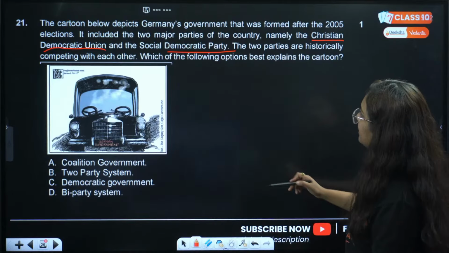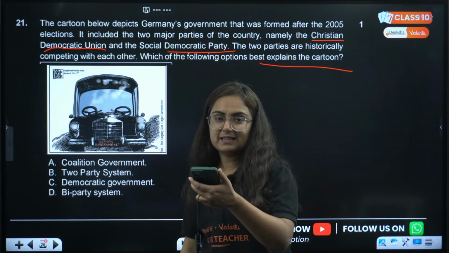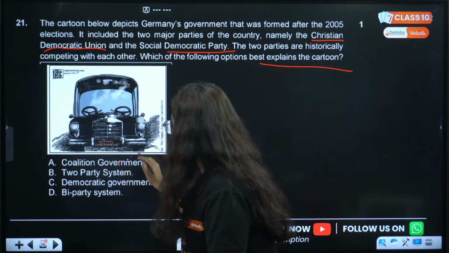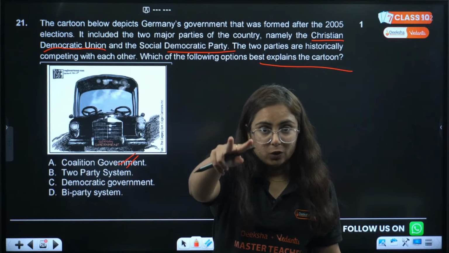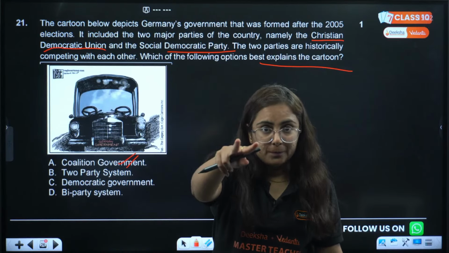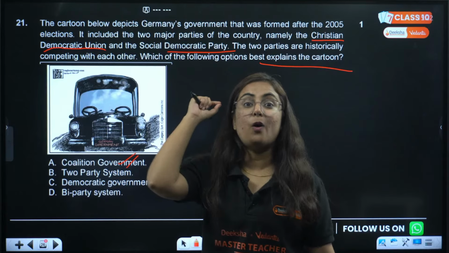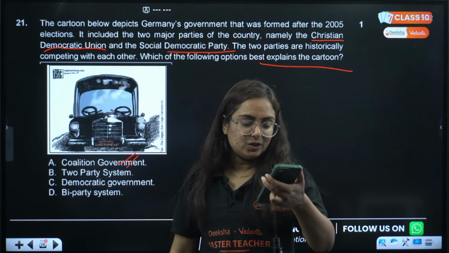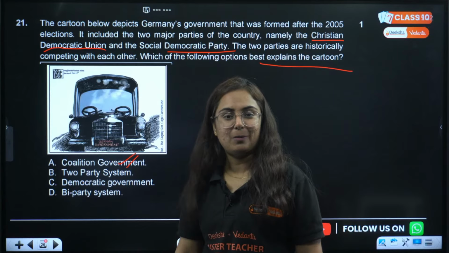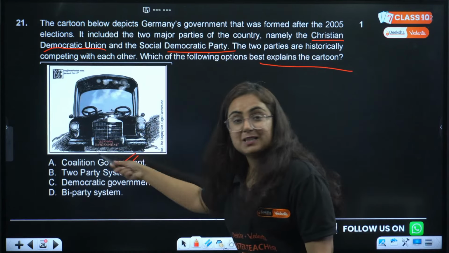Ankita, Golu, Kunal again. So, you guys are guessing the correct answer to this question, that is coalition government. When two or more than two political parties come together, contest the election, form the government, that is known as, yes, coalition government. So, why is this picture so important?